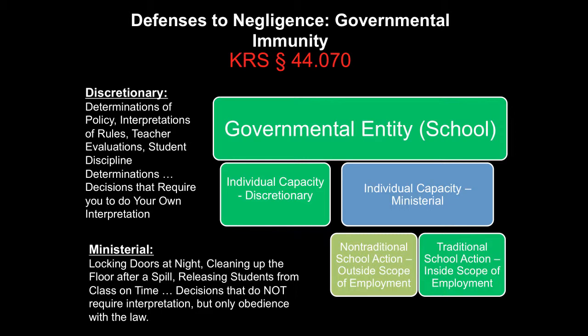Where we're not going to protect is that lighter shade where you're doing something outside the scope of your employment. We're not going to protect that, meaning you will subject both the school and yourself personally to a potential negligence claim. That could be bad for you. You could potentially lose your house if the case is bad enough. And so I want you to be ultra cautious in this area.